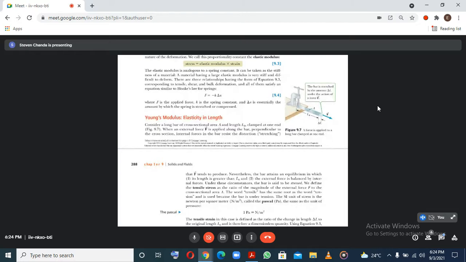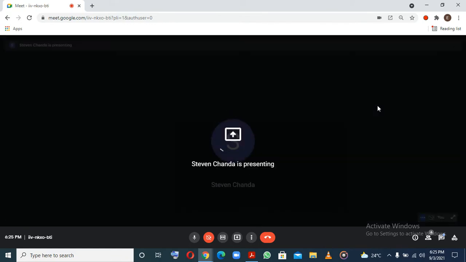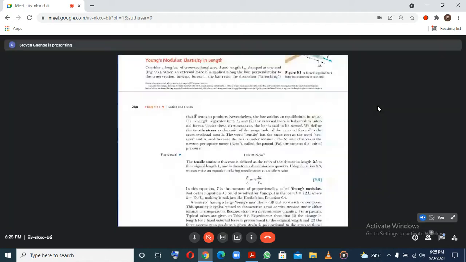So now there are different moduli. The first one that we are going to start with is the Young's modulus. The Young's modulus really is important when we come to talk about things such as elasticity in length. So what the Young's modulus is going to be looking at is the aspect of the elasticity in terms of length.